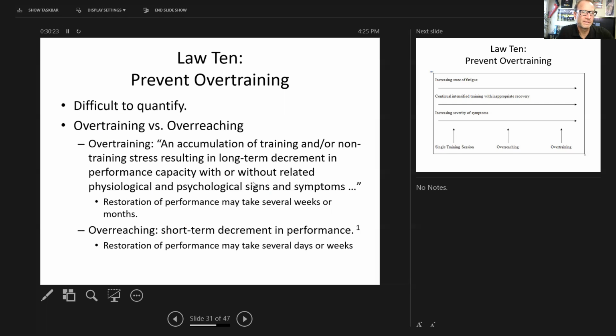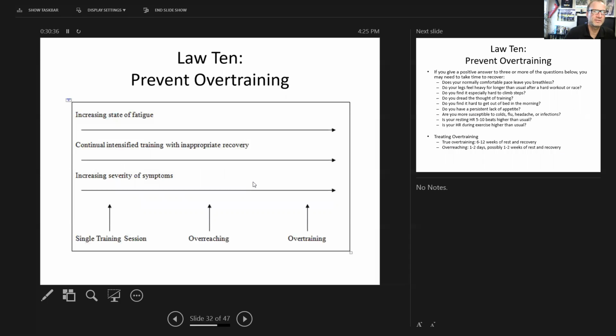Restoration of performance may take several weeks or months if someone does truly reach an overtrained state. Now, you do want to do overreaching. You want a short-term decrement in performance to ultimately allow for the adaptation. Adaptation does occur over time. This is just a sort of a model.